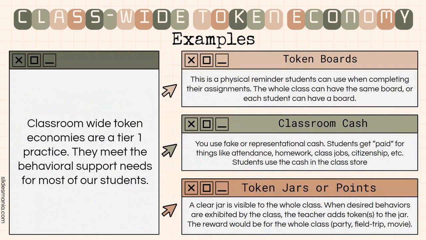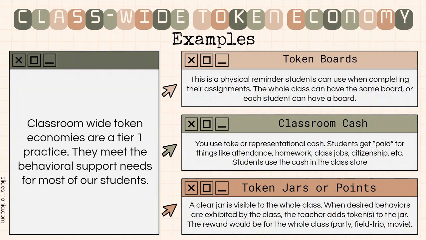A classroom-wide token economy is considered a Tier 1 practice. They meet the behavioral support needs for most of our students. These can include token boards, which are a physical reminder students can use when completing their assignments. The whole class can have the same board, or each student can have a board. Another example of a class-wide token economy is classroom cash. You use fake or representational cash.